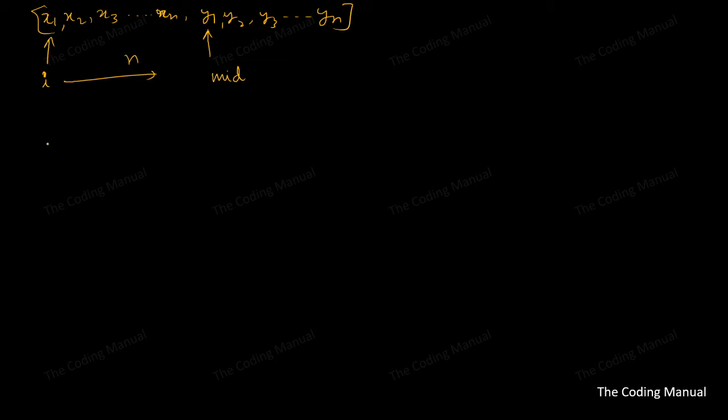So right now we are given x1, x2, x3 up to xn, and then y1, y2, y3 up to yn. So I will take a mid element here and then one iterator here, i, and then I will traverse this till n, and have a list answer, and then first I will append this i and then append mid, and increase each one by one.